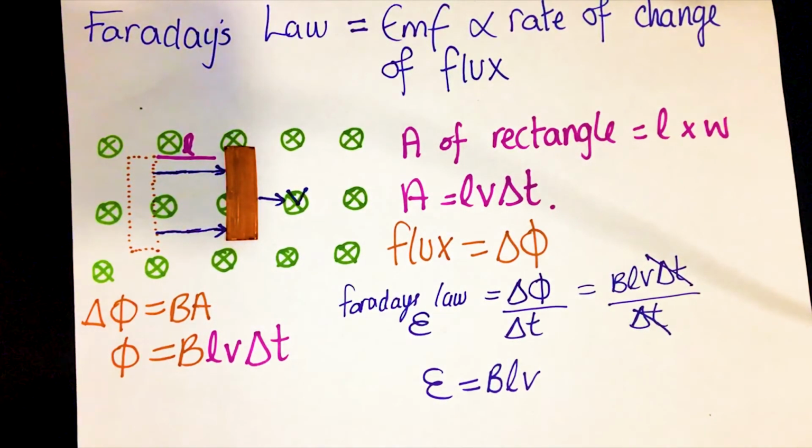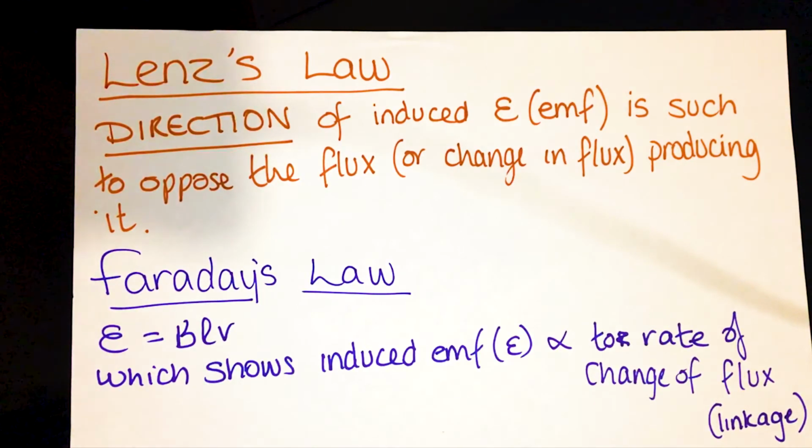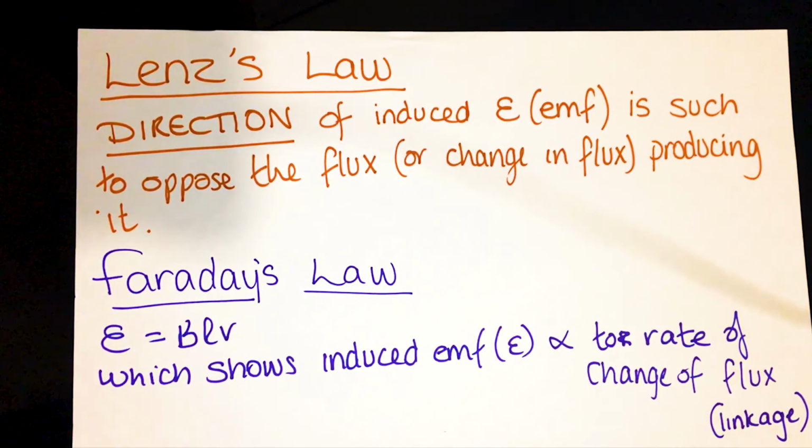So just be very, very careful in your exam to know which it is wanting, so you don't end up giving the wrong thing. So here are the two laws you have to know, and this is the main difference between them. With Lenz's law, the direction of induced EMF is to oppose the flux or the change in flux that's producing it. However, Faraday's law is this equation that you've just derived, and that shows that induced EMF is proportional to the rate of change of flux, or rate of change of flux linkage. So now you know the differences between the two.